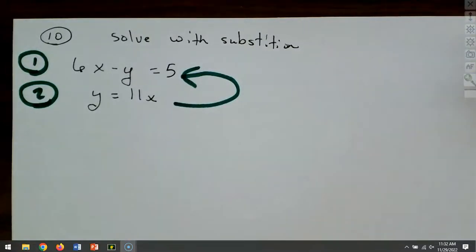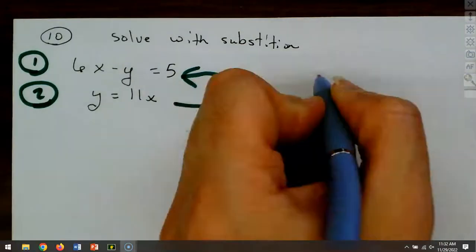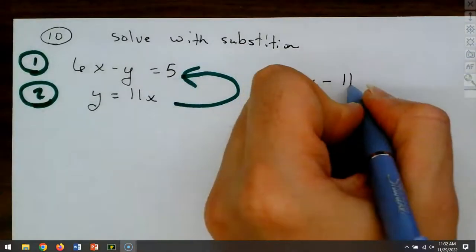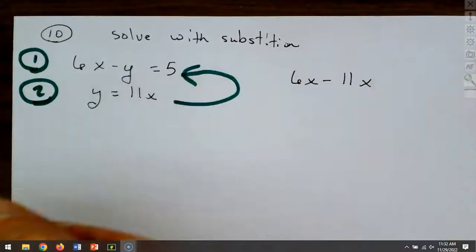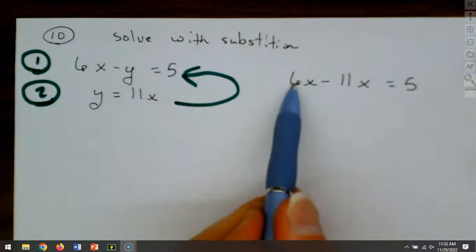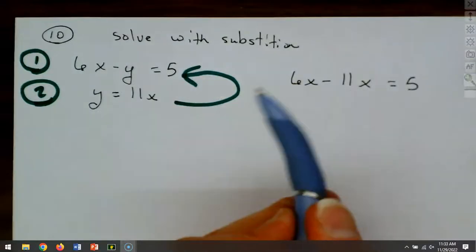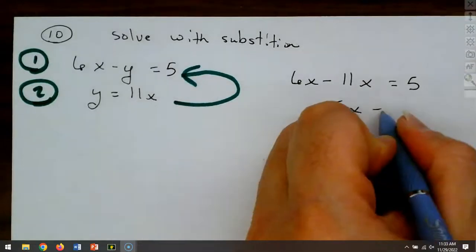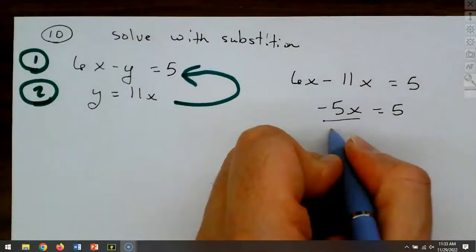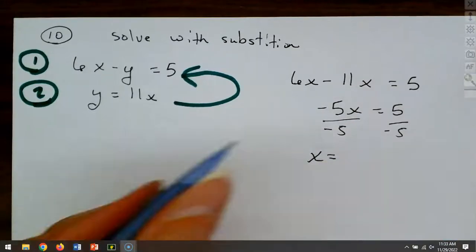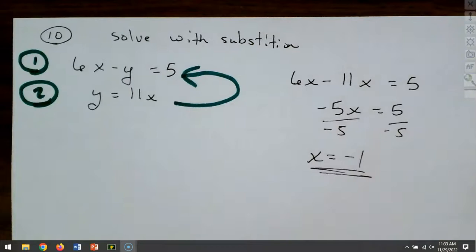And when I plug it in, that gives you 6x minus 11x, because that's your y, right? That equals 5. So putting those together, 6 minus 11 makes it a minus 5x equals 5. Divide by a minus 5, and we've got one of them, which is x now equaling what? Negative 1.